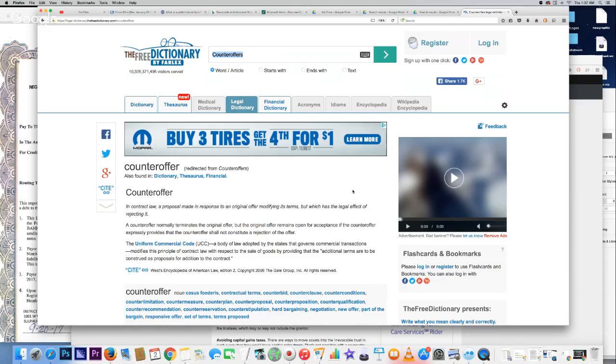Okay, now, but the original offer remains open for acceptance if the counter offer expressly provides that the counter offer shall not constitute a rejection to the offer. So if the original offer remains open for acceptance, the original bill remains open for you to accept, expressly provides that the counter offer shall not constitute a rejection to the offer.